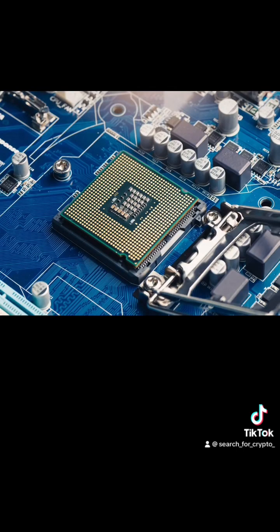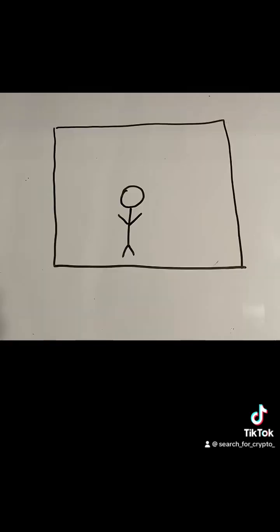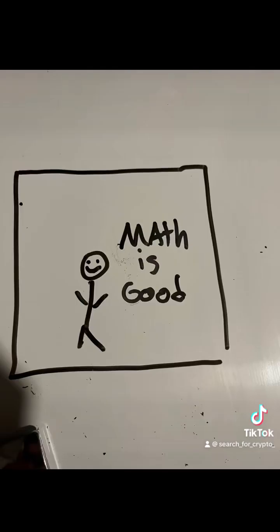A CPU, also known as a central processing unit, is probably the most important part of the motherboard. A lot of people refer to this part of the motherboard as the brains of the computer. And we're going to take a look a little deeper into the CPU and how it functions. Now, you could think of the CPU as a man in a box, a man in a box that is really good at math.